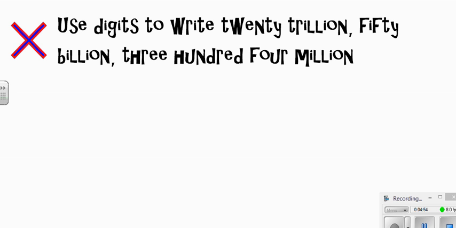From here, we can talk about just using digits, right? And as we work with this, we break this down and we say, okay, I got my digits, right? 20 trillion, right? 50 billion, 304 million. And so as we look at all those different things, we have numbers that we can write. All right, so I'm going to give this one to you as another sample problem to work through also.